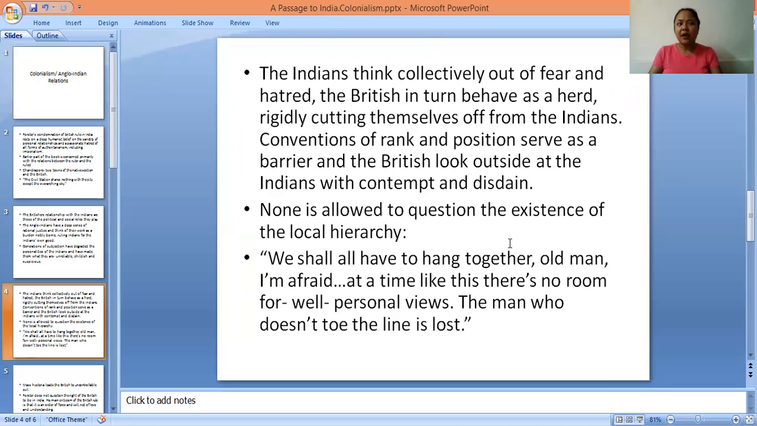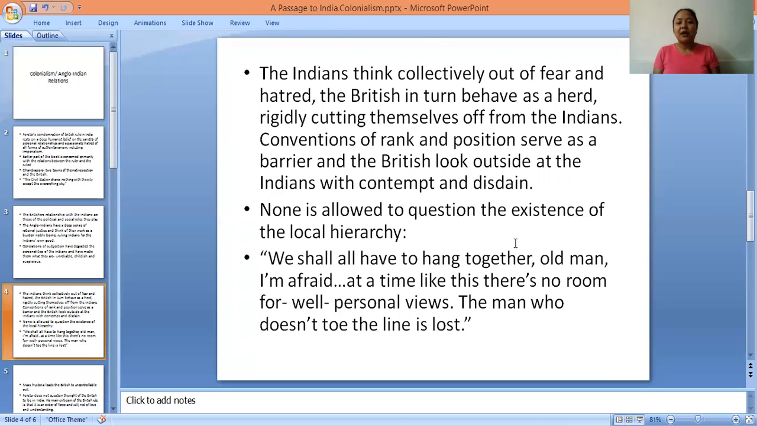the British also form themselves as a herd. Remember, they go to this English club, they only associate with the British themselves, and so they form a small community of like-minded people, and they cut themselves from the Indians, and those who do not fit within that English community that they have formed become outsiders. Even Mr. Fielding becomes an outsider when he supports Aziz, right?